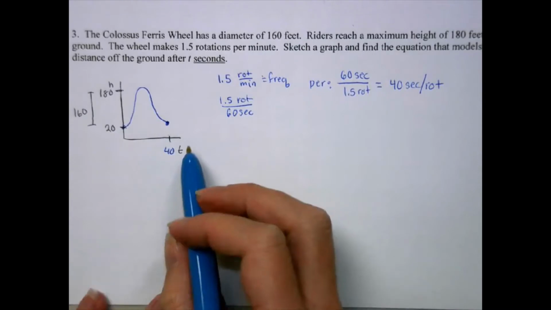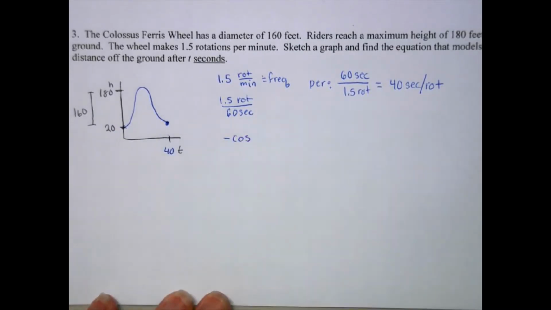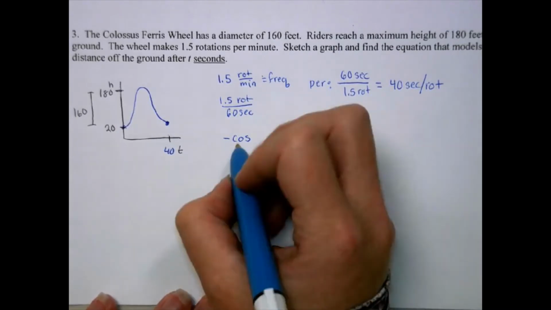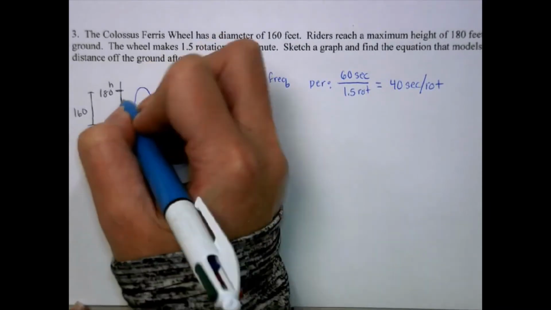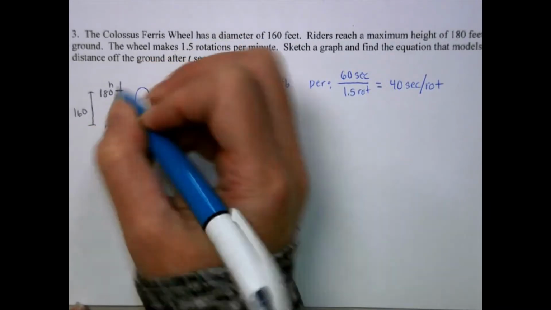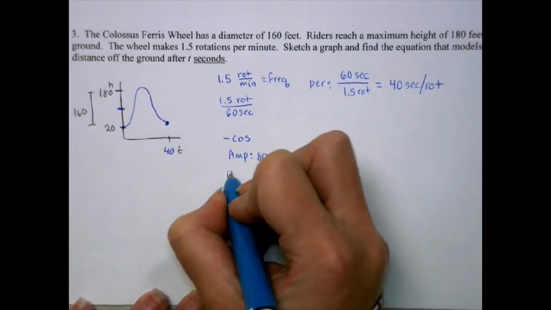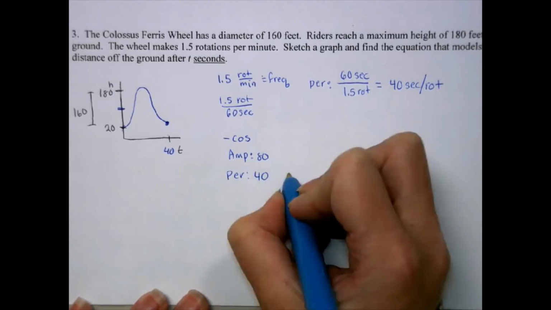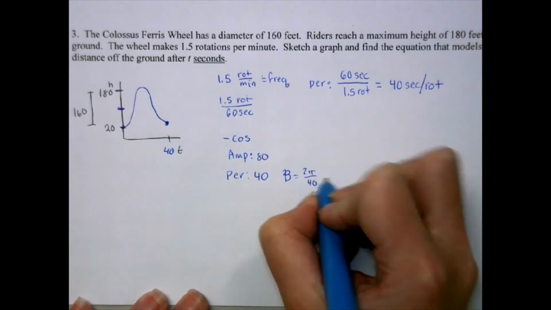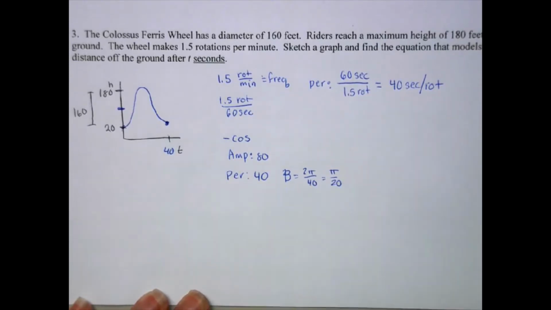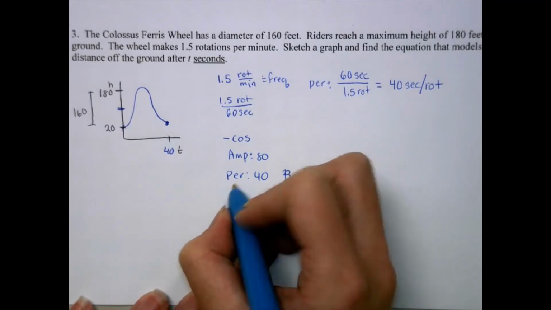And then we're going to write our equation. So since we're starting at the minimum, we're going to have a negative cosine, because that starts at the minimum. My amplitude is going to be the distance from the midline here or here. So if this is 160, the amplitude is going to be 80. Our period we just established was 40, which means my b is 2 pi over 40, or pi over 20. My phase shift is nothing, since we did a cosine.